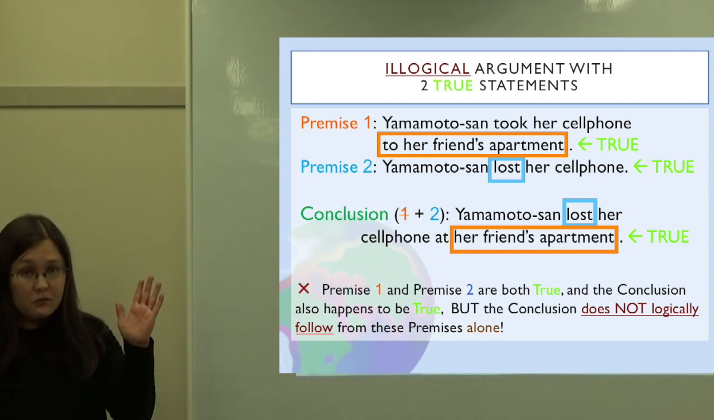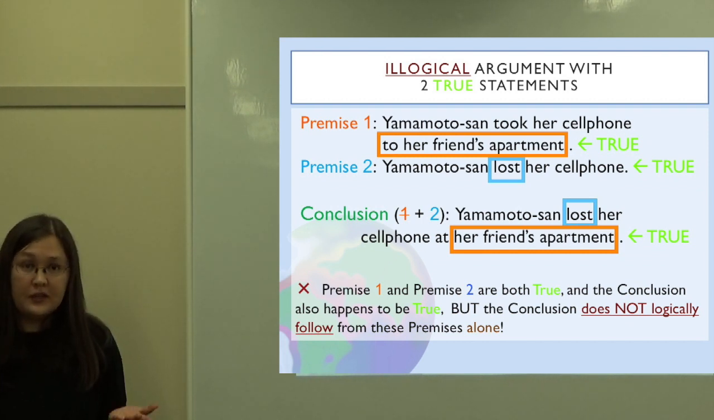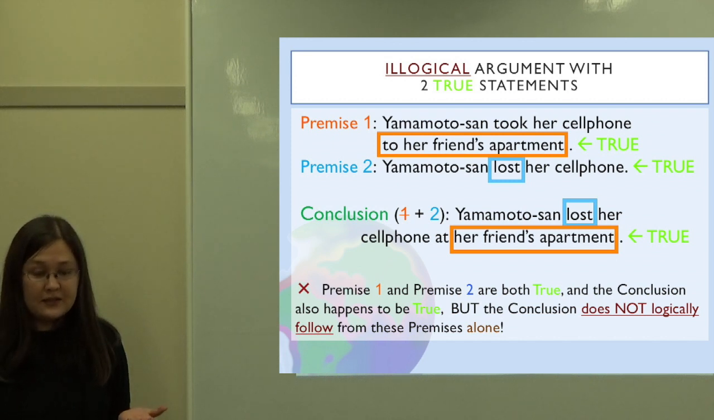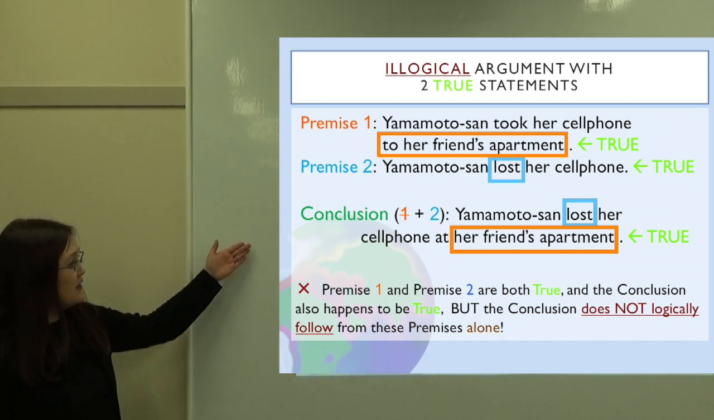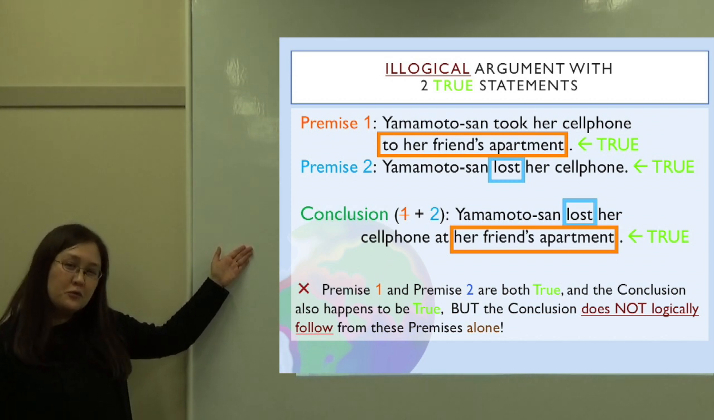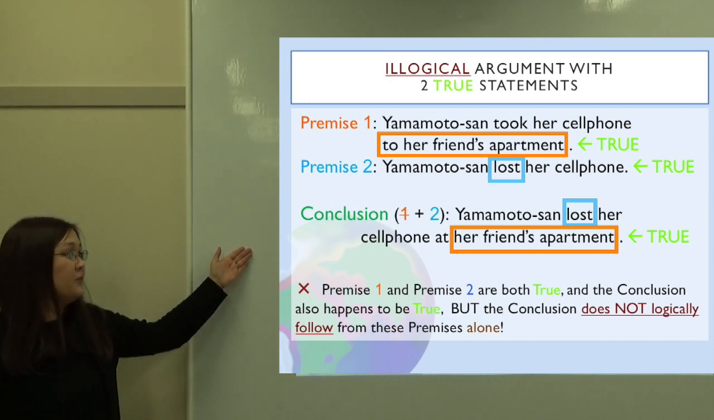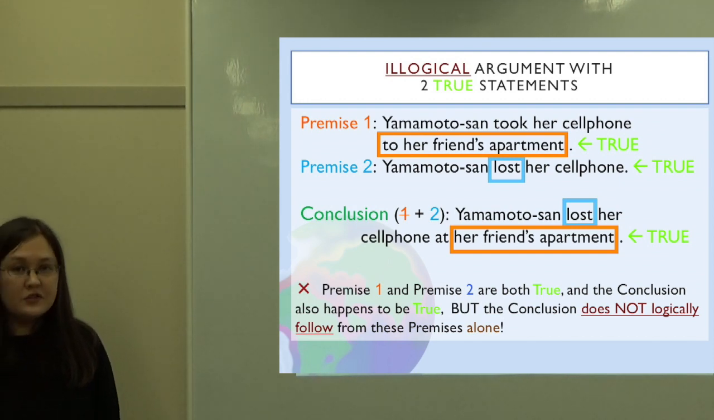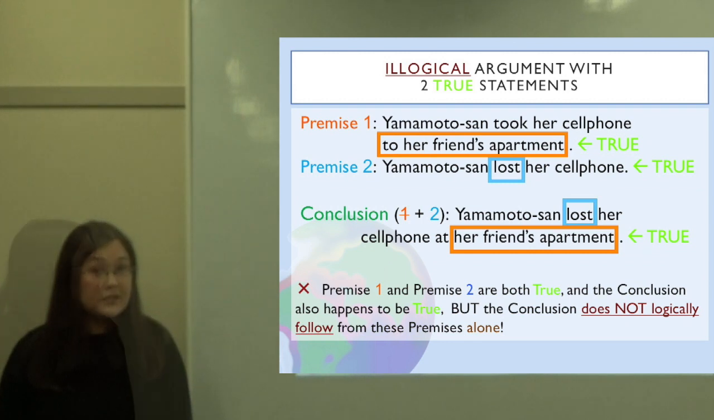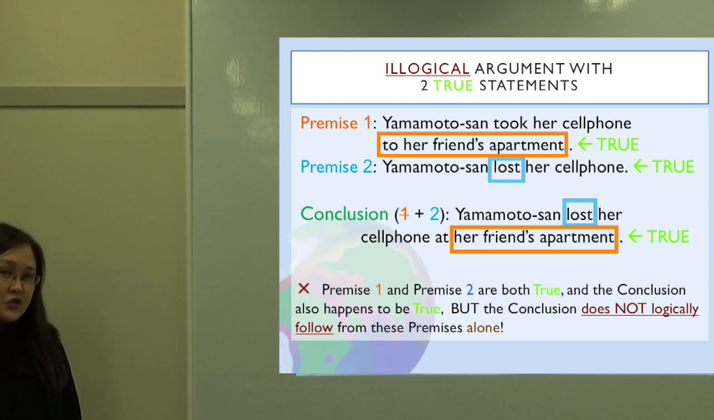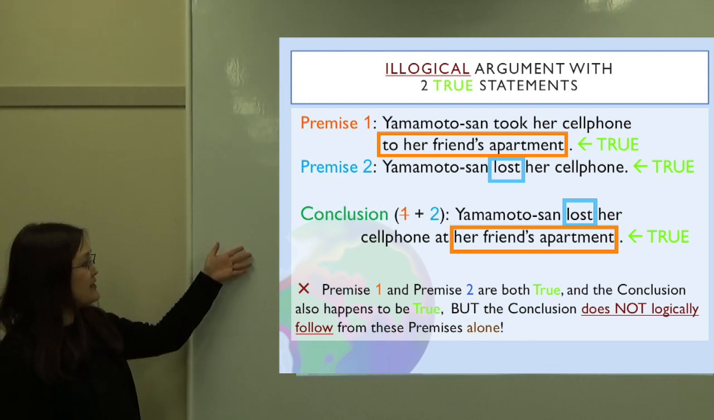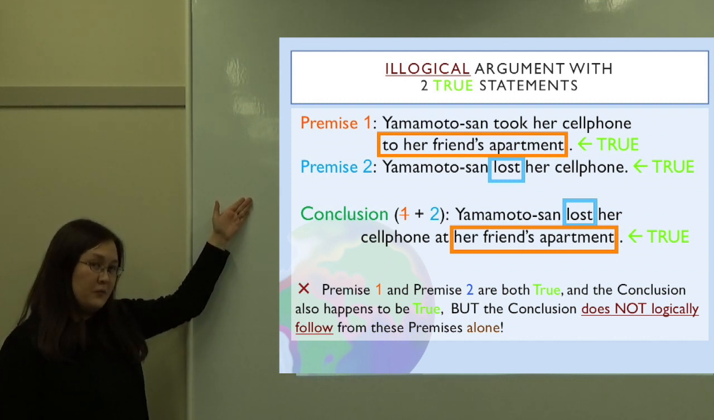So premise 1 and premise 2 are both true in our scenario, in our scene. But this conclusion does not follow the rules of logic. It's illogical. It says Yamamoto-san lost her cell phone at her friend's apartment. Let's say this is true, but why does this conclusion not follow from the premises?